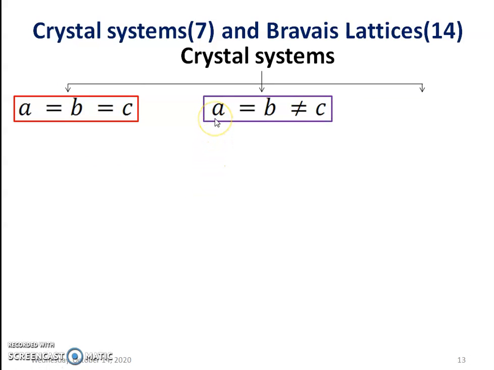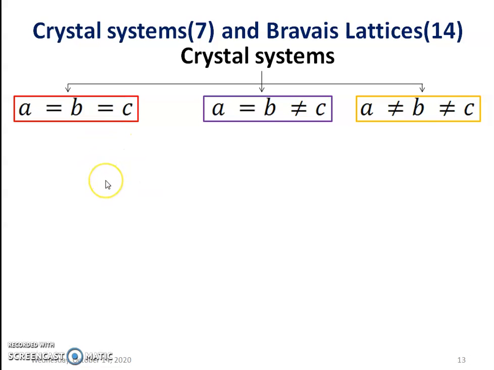Another arrangement is where there are some crystals in which two edges are the same but one edge is different. So A is equal to B, not equal to C. This is another arrangement. And the third possible arrangement is where all three edges are different: A is not equal to B, which is not equal to C. So these are the three possible arrangements. Accordingly, the crystal systems are first of all classified into three. Now consider the crystal system where A is equal to B is equal to C.